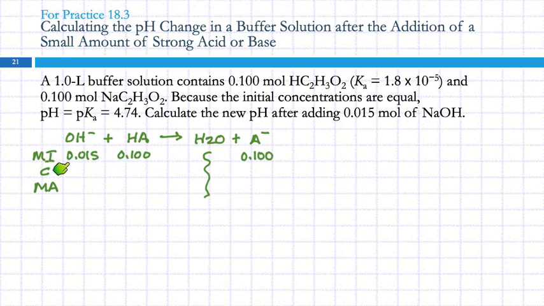So we're going to react these completely. That's why I drew a single arrow here. The OH minus is a smaller number, so that's the one that's going to get used up. So I'm going to subtract 0.015 from that and get approximately 0. I'm going to subtract 0.015 from this, and I don't trust my head today, 0.085. And then over here, we're going to add.